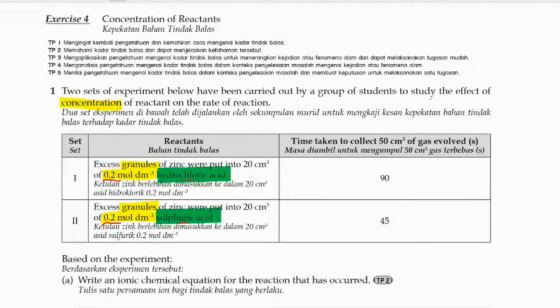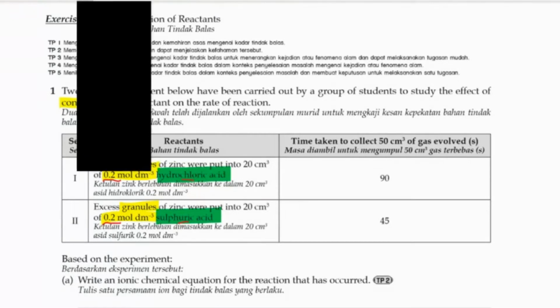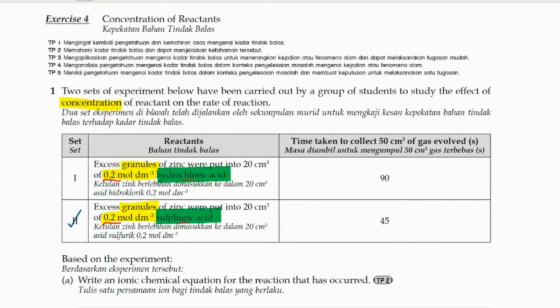Yes, set 2. Why set 2? The answer is the higher concentration is this one. Why? Strong acid. This one also strong acid. Hydrochloric acid is also a strong acid. Sulfuric acid is also a strong acid. What is the difference then? Stronger. Why is it stronger? What is the keyword for sulfuric acid? Remember the keyword?